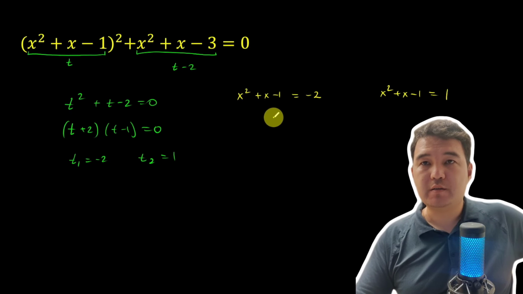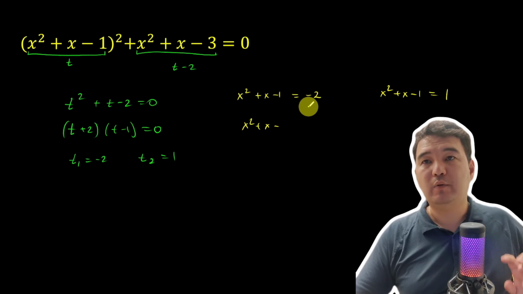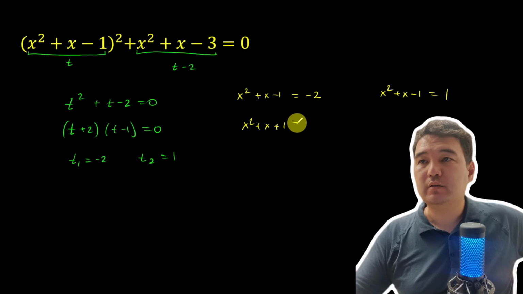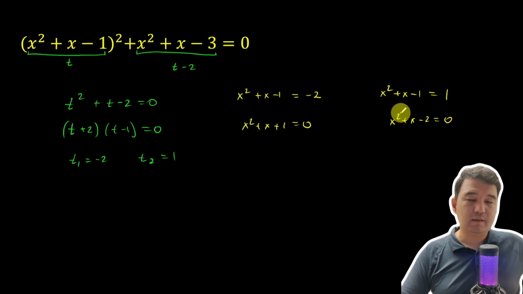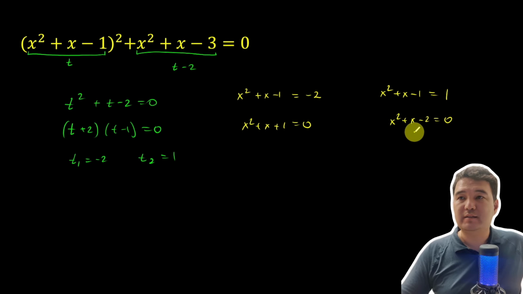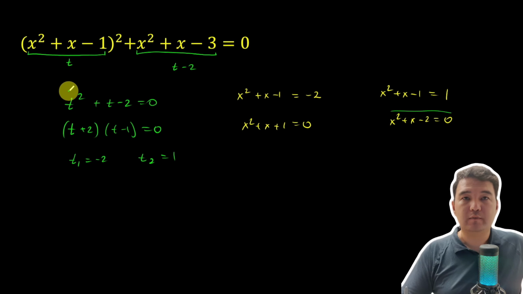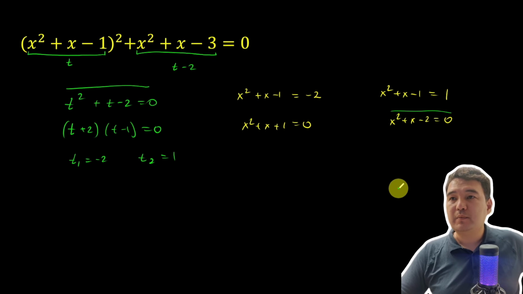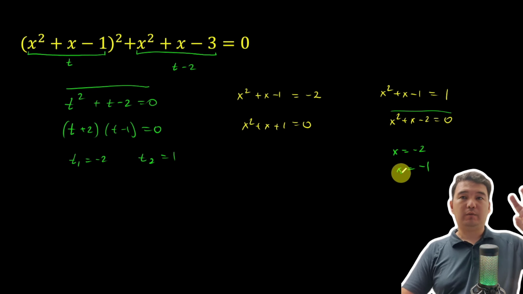Solving both equations, x squared plus x minus 1 equals negative 2. If you add 2 to both sides, you'll get x squared plus x plus 1 equals 0. That is this one. The second one is much easier to solve because it's the same equation as the earlier one, just with a different letter. So that means x is equal to negative 2 and x is equal to negative 1. So we have two of our four roots.